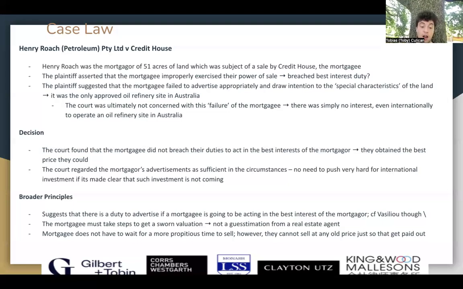Broader principles, though, there's some really important ones that come out of this. Suggest that there is a duty to advertise if a mortgagee is going to be acting in the best interest of the mortgagor. C.F. Vasiliou, though, which I suspect is probably the more authoritative decision on that point, we'll go through that in a couple of slides' time.